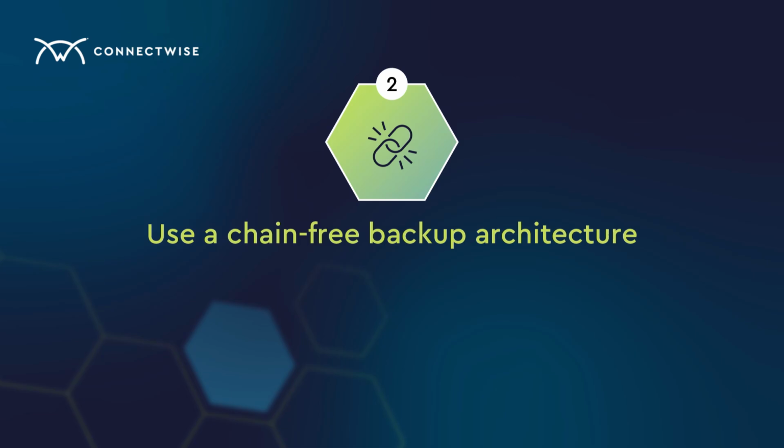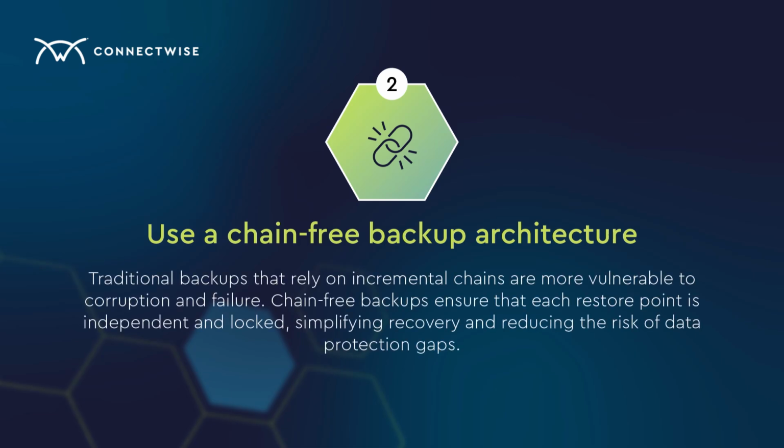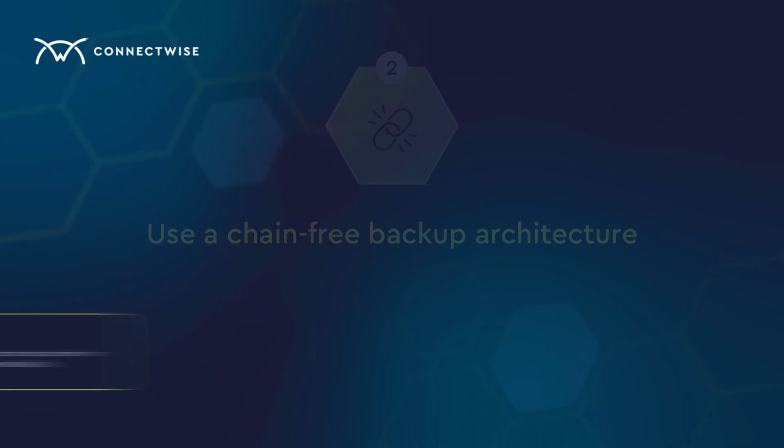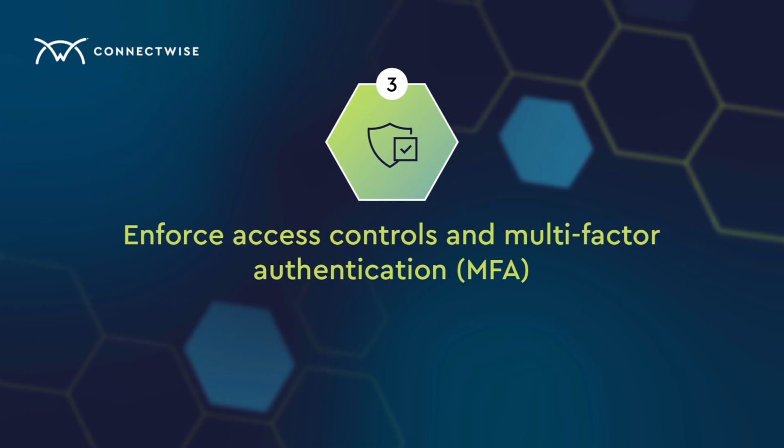Number 2. Use a chain-free backup architecture. Traditional backups that rely on incremental chains are more vulnerable to corruption and failure. Chain-free backups ensure that each restore point is independent and locked, simplifying recovery and reducing the risk of data protection gaps. Pro tip: select business continuity and disaster recovery solutions that use chain-free technology to combine immutability with speed and reliability.